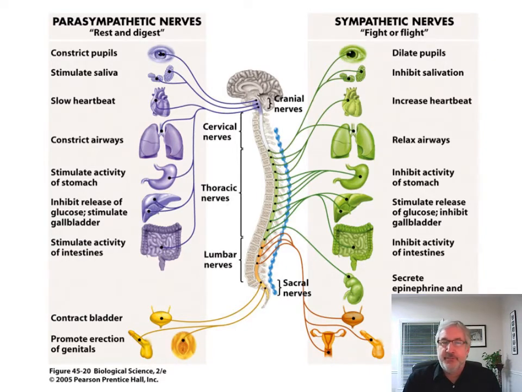And so you see on the left side, the parasympathetic rest and digest system: constricting pupils, stimulating saliva, slowing the heart rate, constricting airways, stimulating the activity of the stomach, inhibiting release of glucose, stimulating the gallbladder, stimulating the intestines, contracting the bladder. On the right side, you have sympathetic nerves, the fight or flight system: dilating pupils, inhibiting salivation, increasing heart rate, relaxing airways, inhibiting the stomach activity, stimulating release of glucose, inhibiting the gallbladder, inhibiting the activity of the intestines, secreting epinephrine and norepinephrine, relaxing the bladder. So that's the difference in the sympathetic and parasympathetic systems. Next slide.